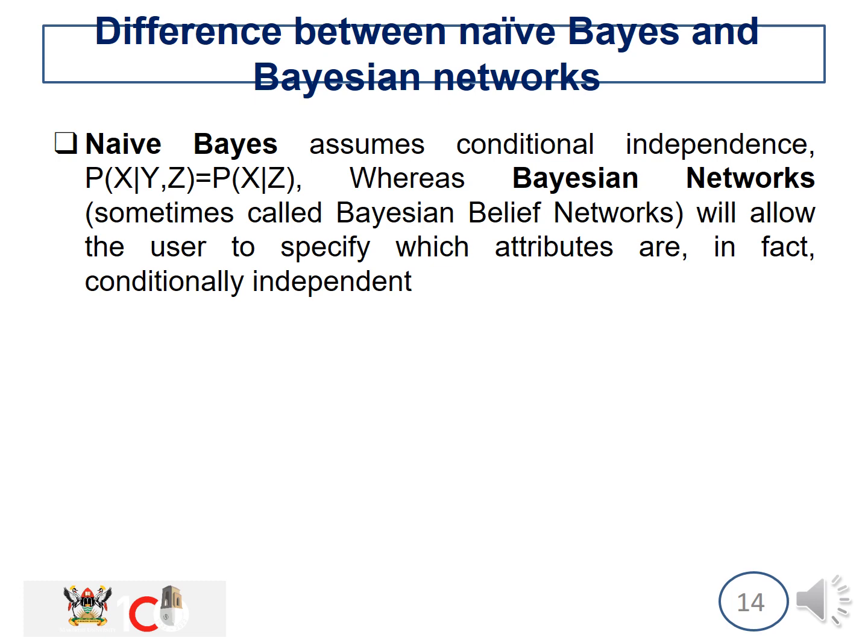Also, giving a difference between naive Bayes and Bayesian networks. Naive Bayes assumes conditional independence, like let's say the probability of x given y and z equals the probability of x given z, whereas Bayesian networks will allow the user to specify which attributes are in fact conditionally independent.